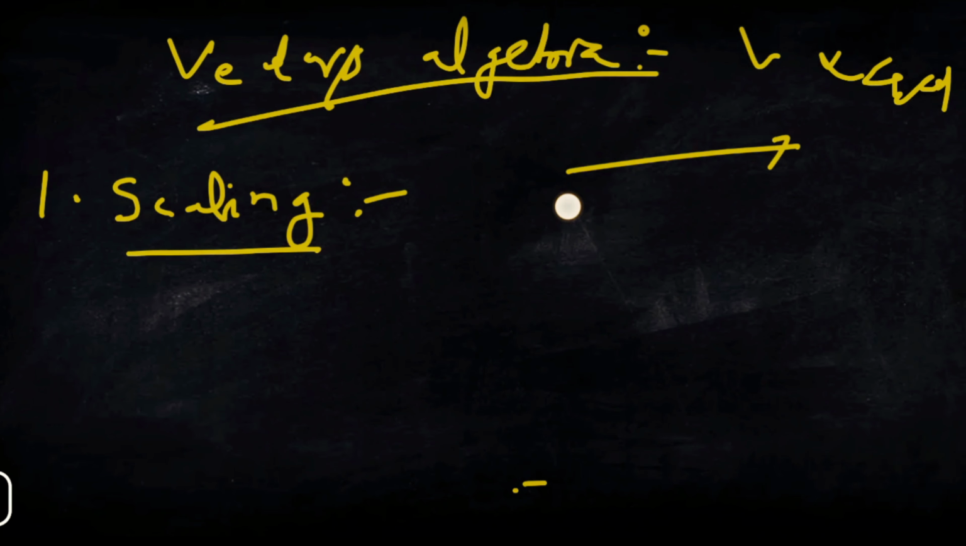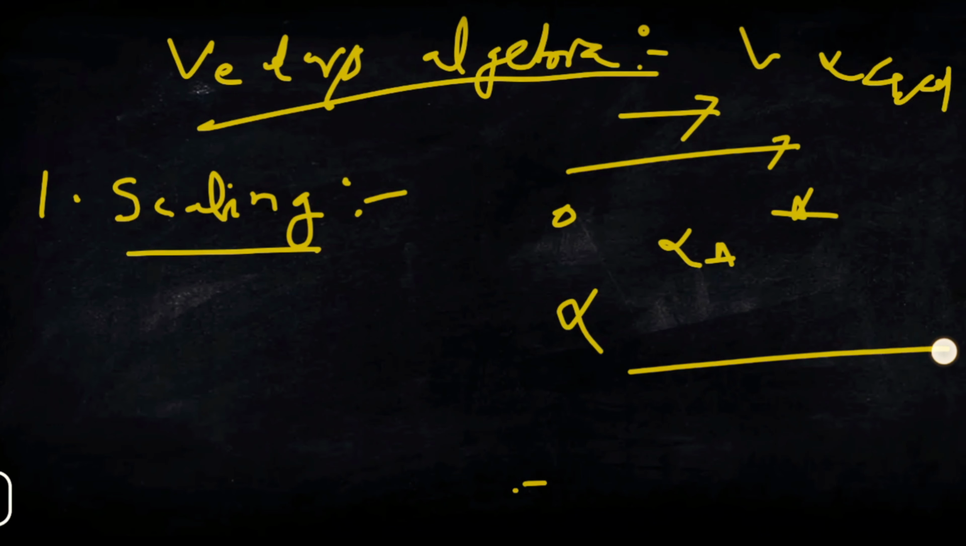Now assume that a vector is OA. Now if we are multiplying by alpha, the scalar, the vector becomes alpha a. If alpha is greater than 1, the magnitude of the vector increases but the direction remains the same.